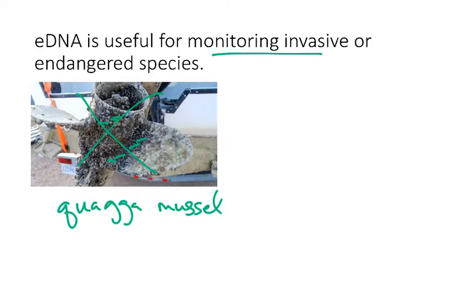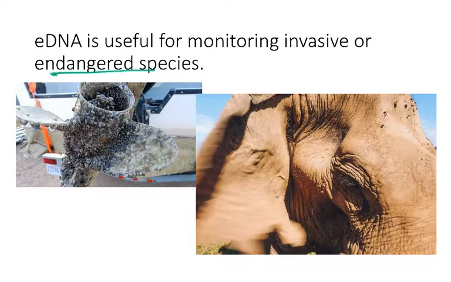eDNA is also really useful for monitoring endangered species, something that maybe you might not want to disturb by taking a physical sample from them, or they're hard to find because there aren't that many of them in the wild. One example of an eDNA study, many have been done, but one of the ones mentioned in your textbook, is in Borneo. What they did was monitor for endangered mammal species, including the Asian elephant.